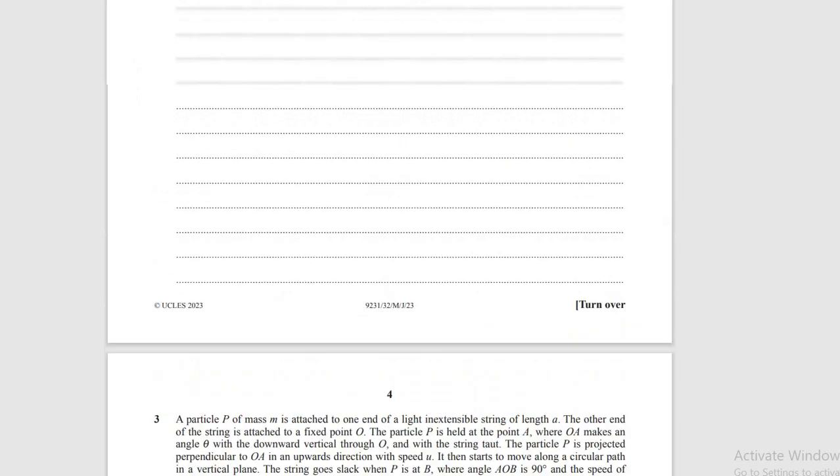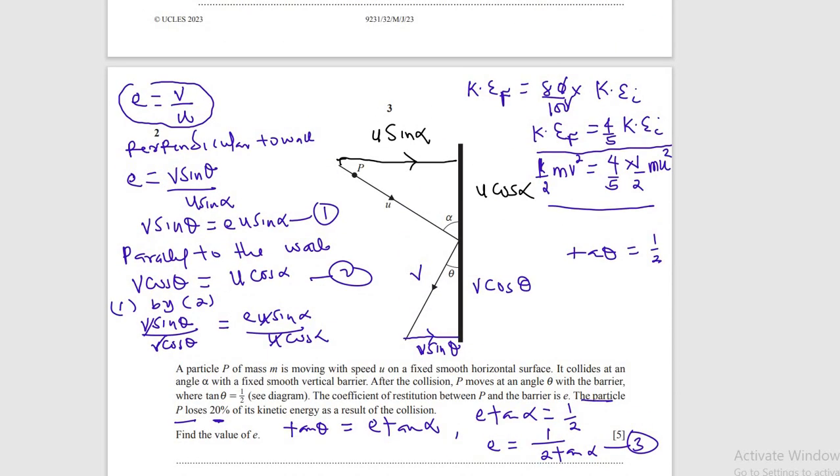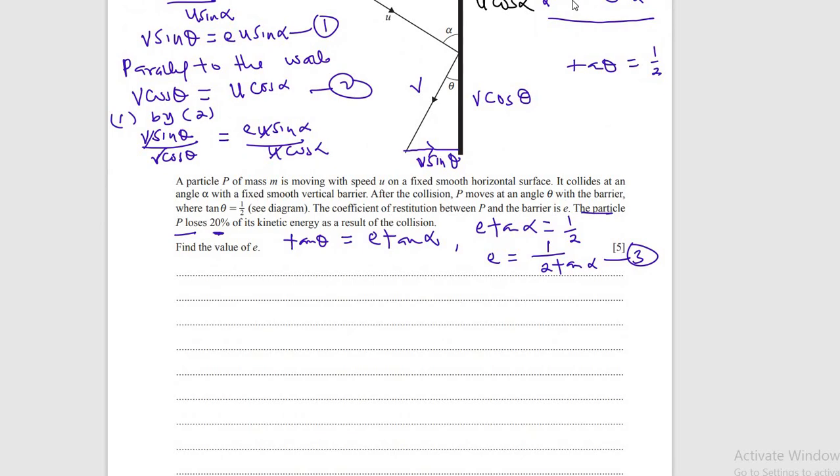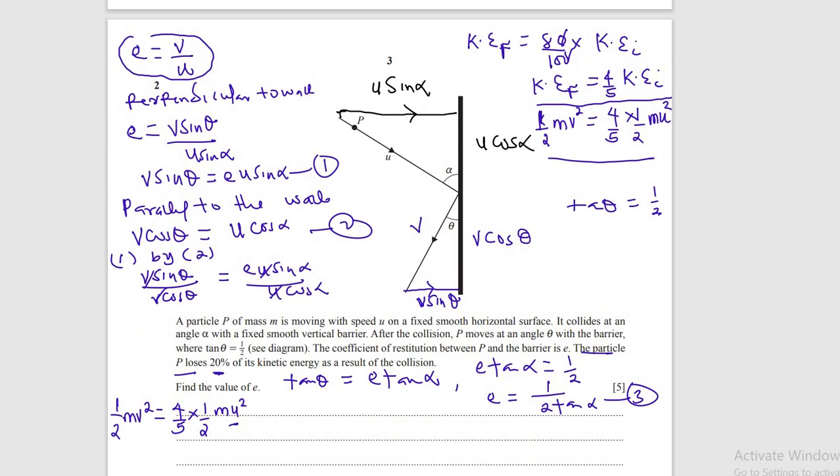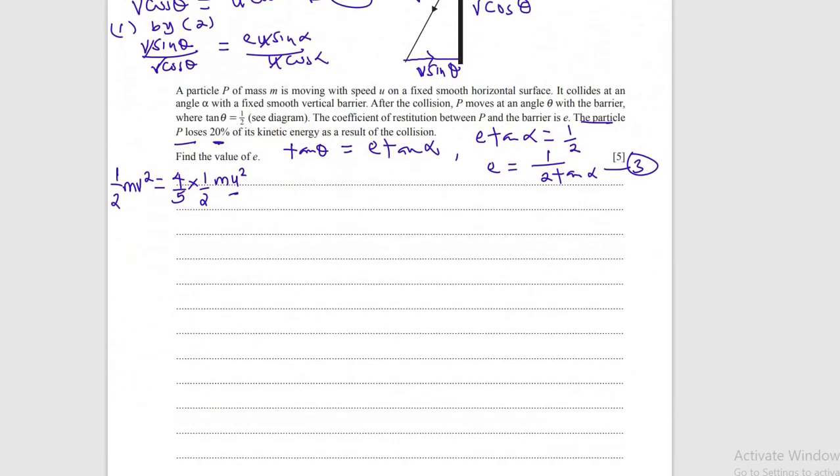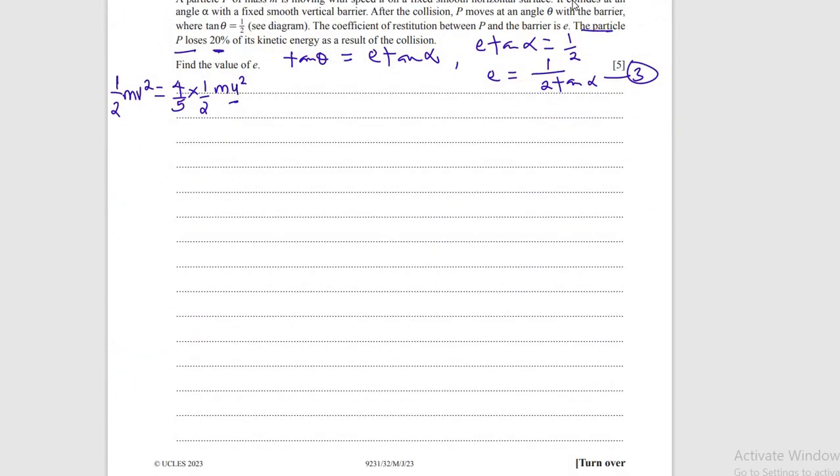Remember, I'm trying to manage the space. Remember the condition in the question that said particle P loses 20% of its kinetic energy as a result of collision. I got an expression after that time: half m v squared equal to 4 over 5 times half m u squared. Now, let me find the initial velocity.